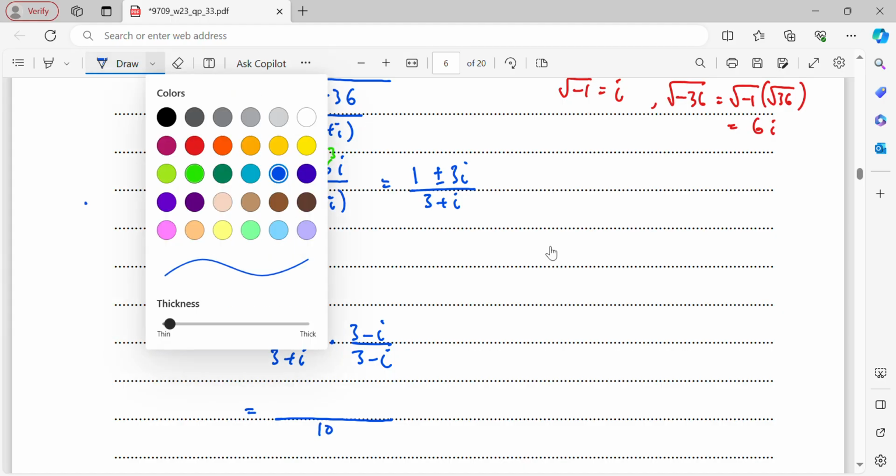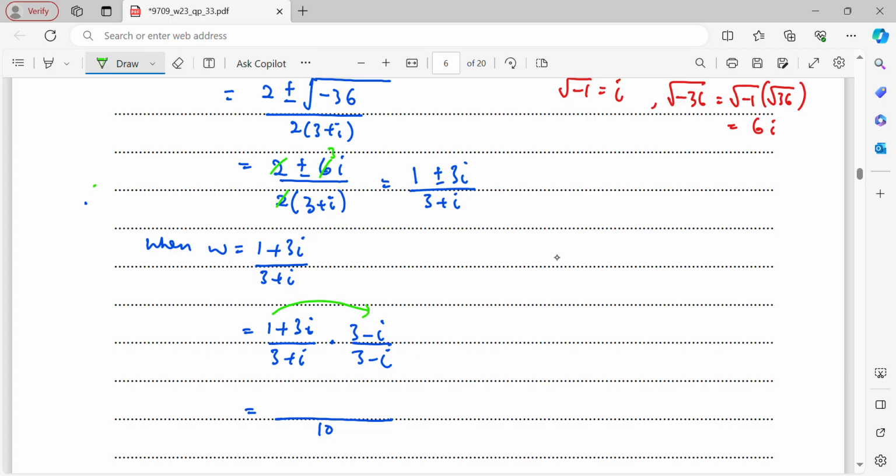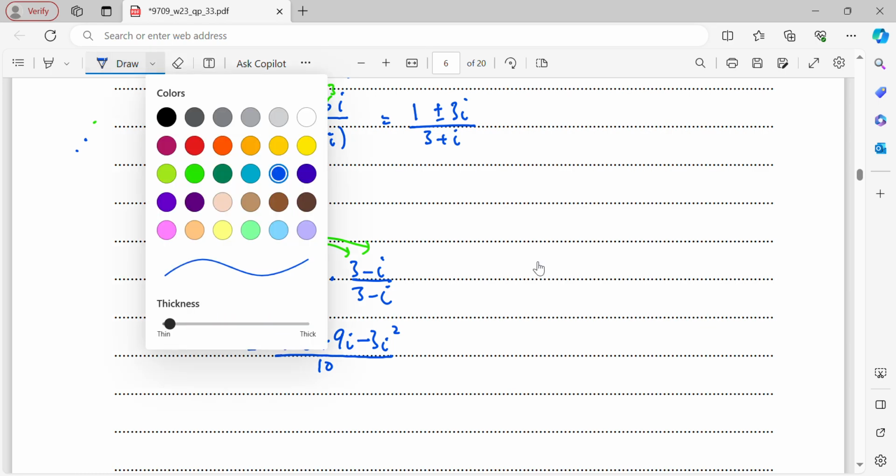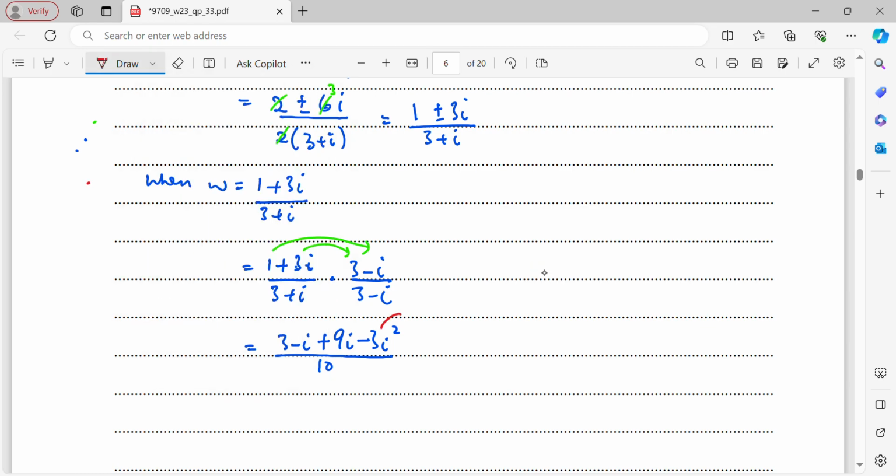Then for the numerator, I will just do expansion. So 1 times (3 minus i), and then followed by 3i times (3 minus i). So this is going to be 3 minus i, because 1 times (3 minus i) gives back the original. Then plus 3i times 3 is 9i. Then minus 3i times i, that is 3i squared. Now if you still remember, this i squared is basically minus 1. So I will get positive 3 for the last term. Positive 3 together with the 3 in the first term will be 6. Then minus i plus 9i will be plus 8i.